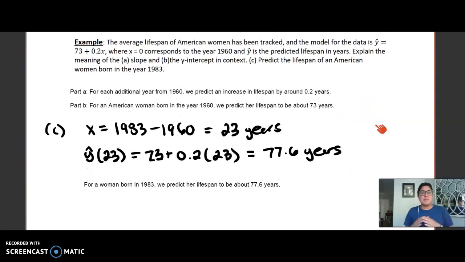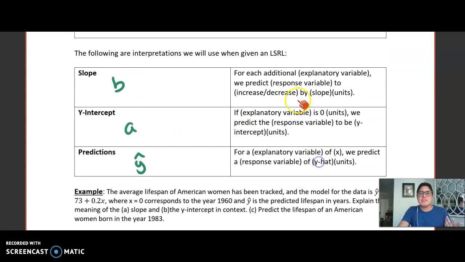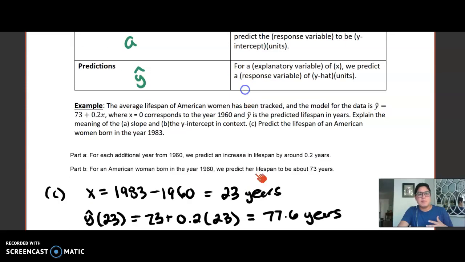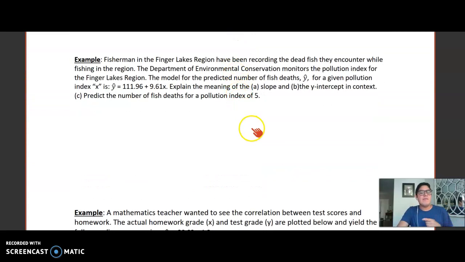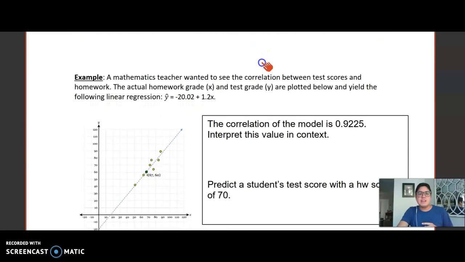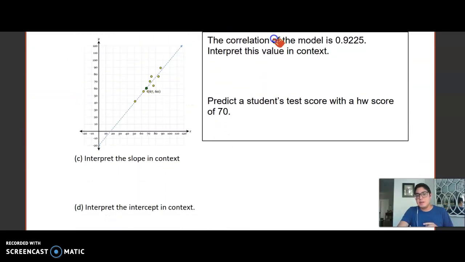So you can see just from various components, we can ask you to interpret slope, the intercept, or to use the model to make a prediction. And of course, if you get stuck, just go ahead and use your sentence stems here to help you out. And that's going to bring us now to our examples. So I have one example about fish and another example here about grades.